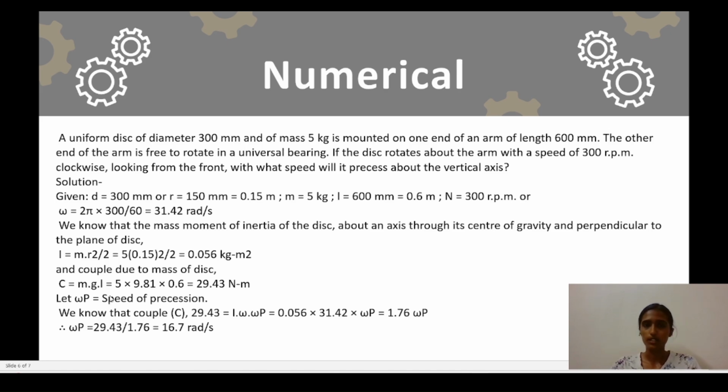Now let omega p be the speed of precession. We have seen it in the previous part of the video. The formula for gyroscopic couple is nothing but C is equal to I into omega into omega p. So by this formula we need to put in all the values. We have the value of gyroscopic couple also, which we found before, that is 29.43. Then we have moment of inertia also. We have omega also, and we need to find omega p from this. So omega p from the formula came out to be 16.7 radian per second.